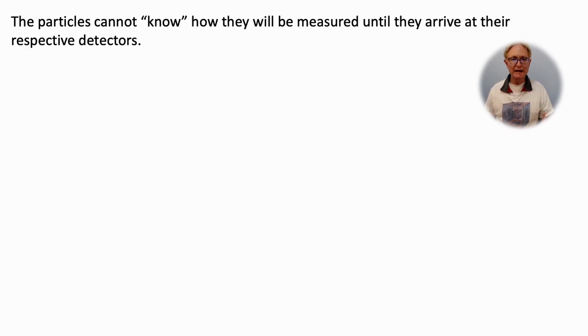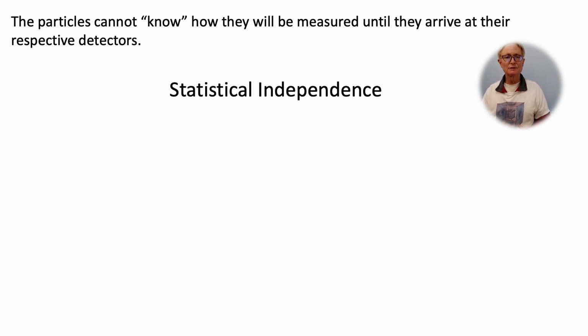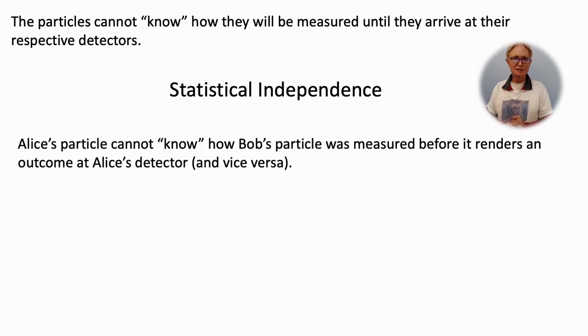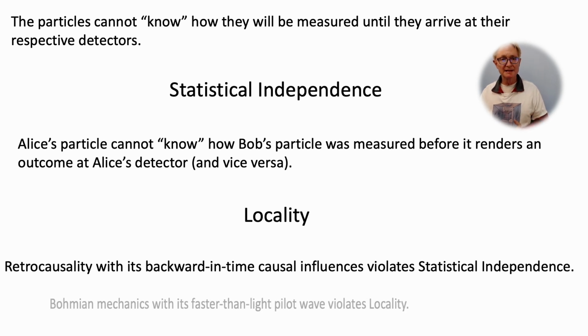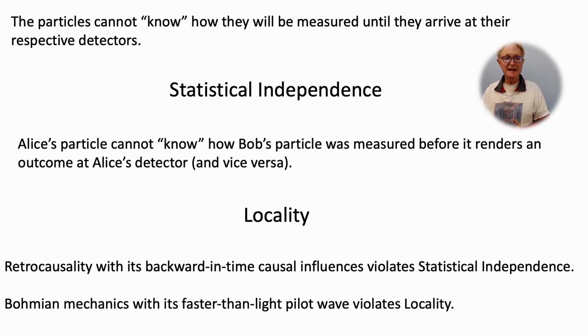Now, in answering Mermin's challenge, the particles cannot know how they will be measured until they arrive at their respective detectors. This is called statistical independence. Also, Alice's particle cannot know how Bob's particle was measured before it renders an outcome at Alice's detector, and vice versa. This is called locality. Retrocausality, with its backward in time causal influences, violates statistical independence, and Bohmian mechanics, with its faster-than-light pilot wave, violates locality. Mermin prohibits violations of locality or statistical independence in answering his challenge.